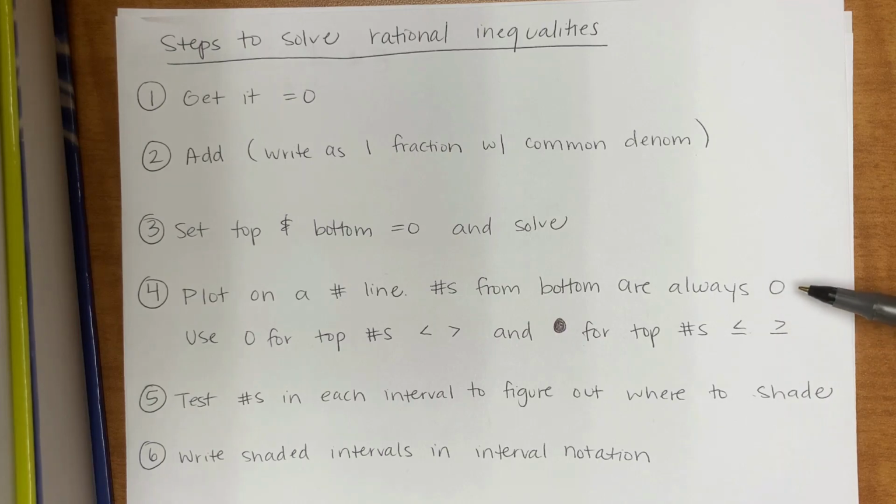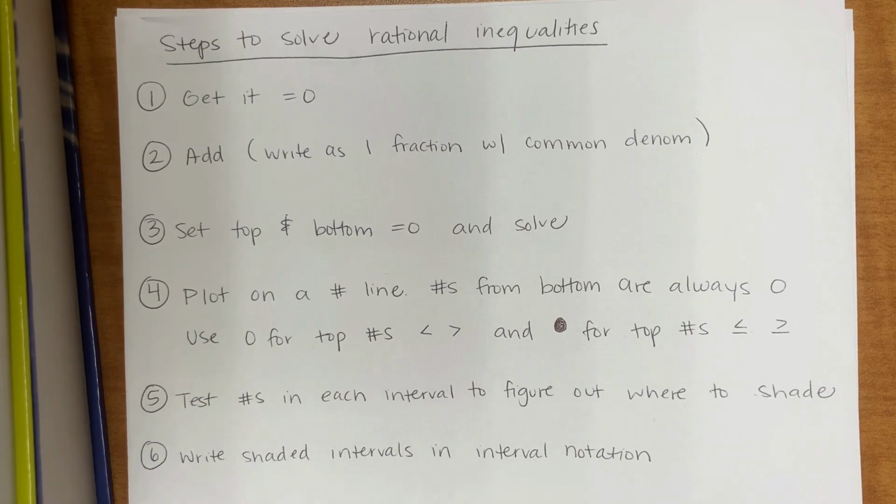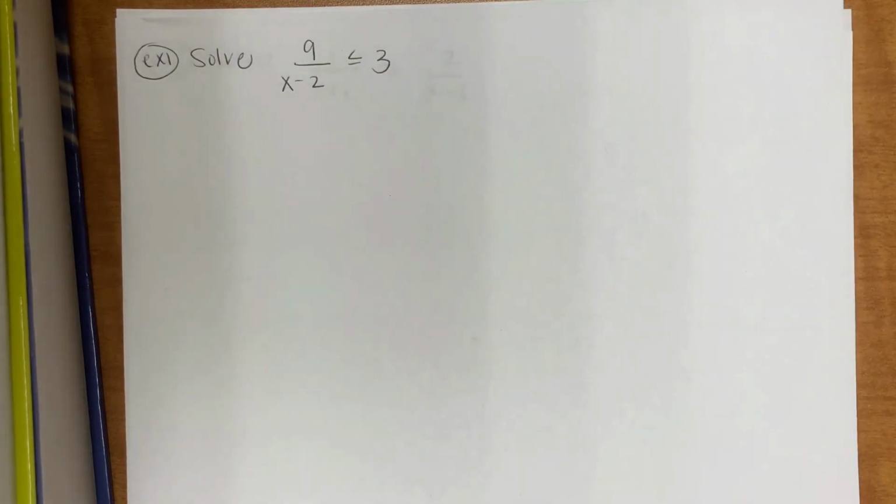The bottom will always be an open circle, but the top depends on what the inequality sign is. Test each interval to figure out where to shade, and then write your shaded intervals in interval notation. So let's start. I have a couple of examples for us to go through.